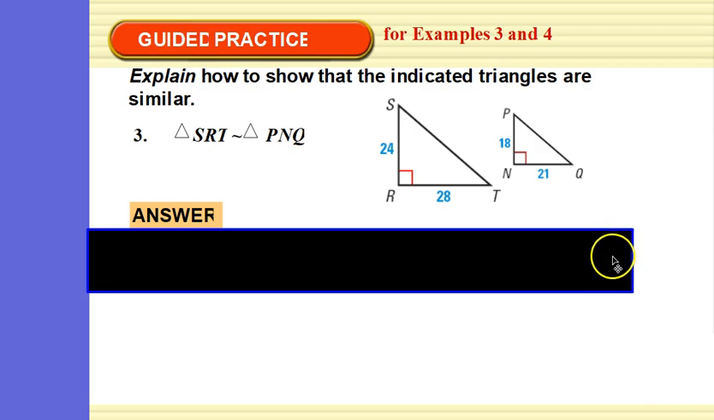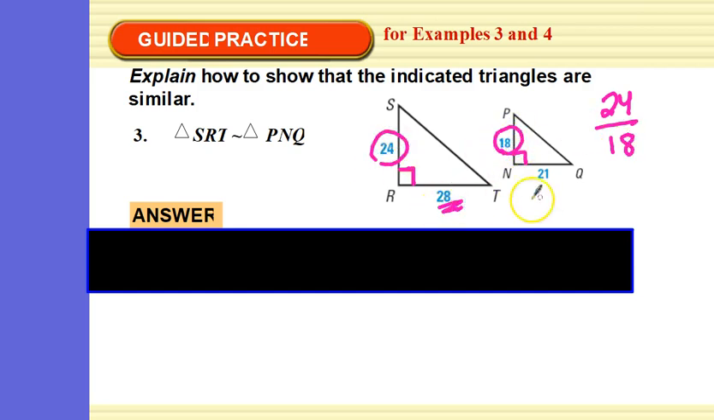Explain how to show that the indicated triangles are similar. All right, so do you guys see how they have an angle in common? Let's see if they have side, angle, side. So 24 is to 18, right? Smaller amount, larger amount, larger amount. All right, so let's see. 6 goes in here 4 times. 6 goes in here 3 times. 7 goes in here 4 times. 7 goes in here 3 times. 4/3, 4/3. Are they proportional? Yes, by side, angle, side.